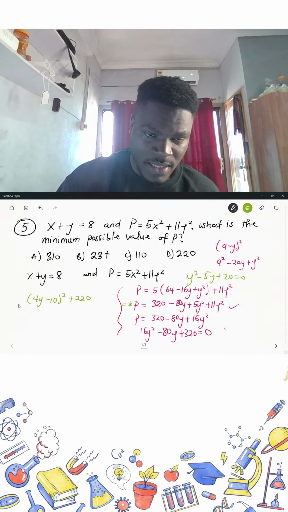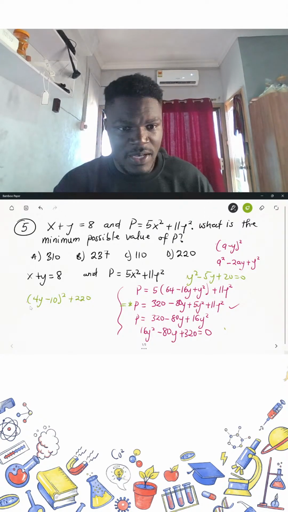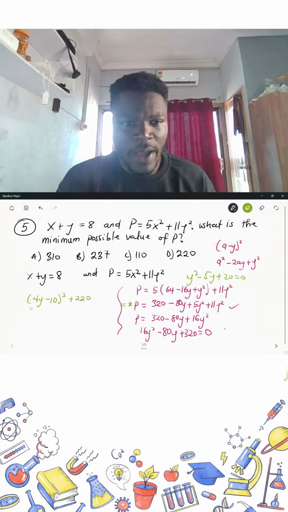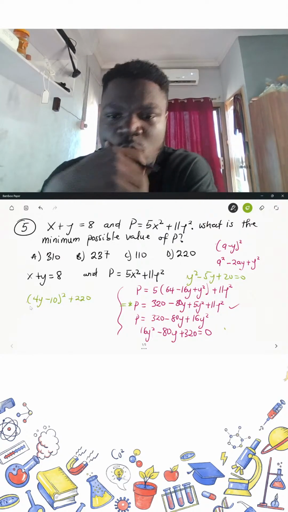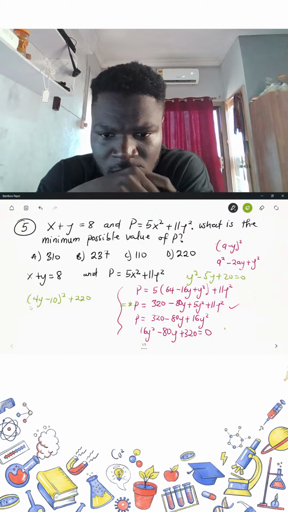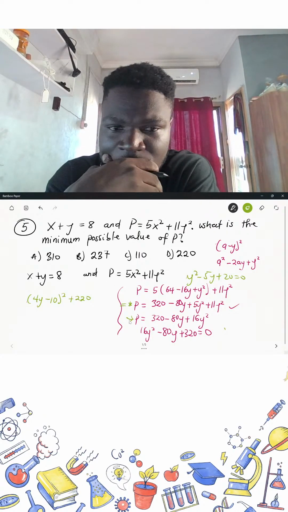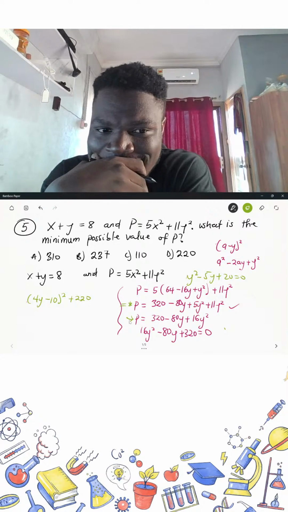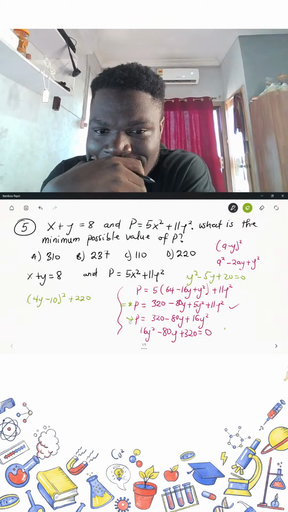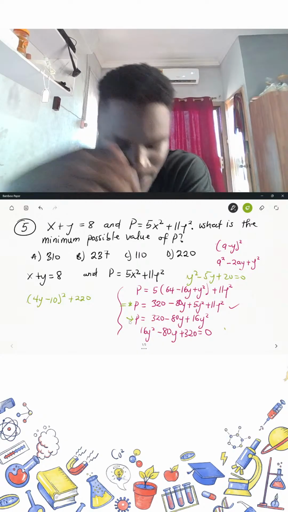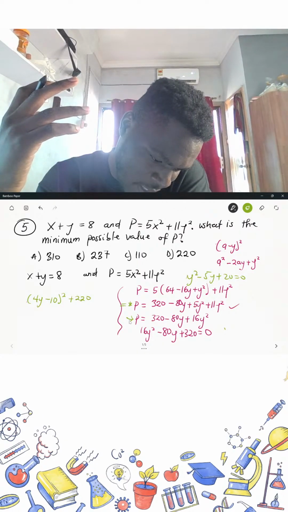So I'm trying to understand how come they are having 4y minus 10 squared is equal to 220 from here. No matter how I look at it, even from this angle, I am guessing. And where did the 16y come from?